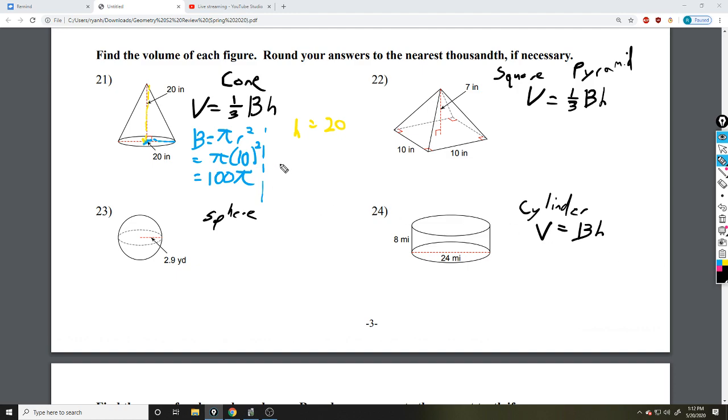So then our total volume is 1/3 area of the base times our height. Well, area of the base we found was 100 pi. And our height we decided was 20. Let's see, 100 times 20, that's going to be 2,000 pi. And then we still have a 3 on the bottom.